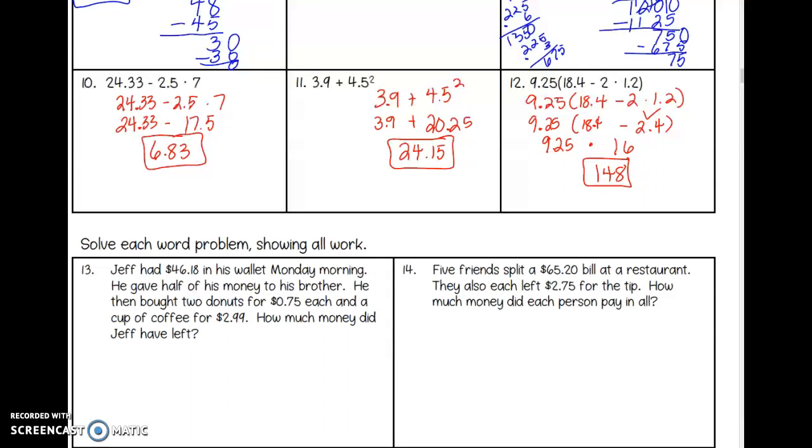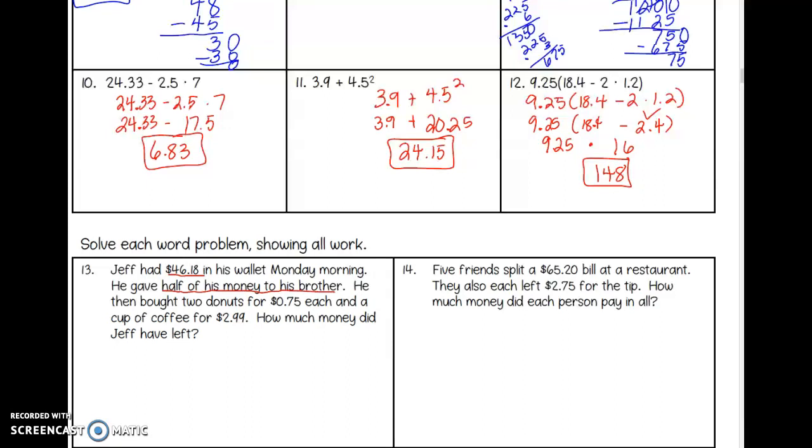Okay, Jeff had $46.18 in his wallet Monday morning. He gave half of his money to his brother. He then bought 2 donuts for 75 cents each and a cup of coffee for $2.99. How much money did Jeff have left? The first thing I'm going to do is underline any important information. How much money did he start out with? He had 46.18. And then half of his money he gave to his brother. That's going to be a big deal.